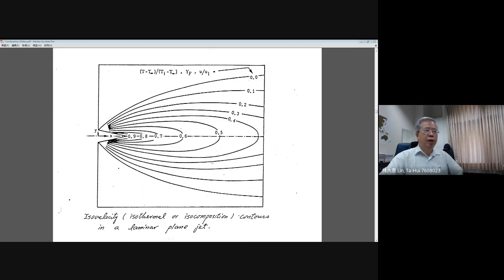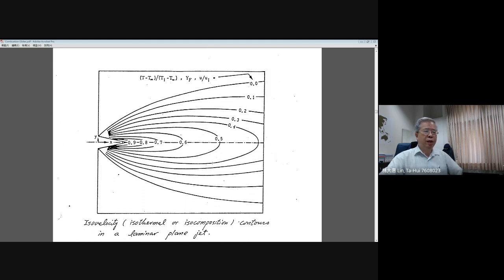And I will give you more descriptions to look at the combustion characteristics of a jet diffusion flame in the next video.